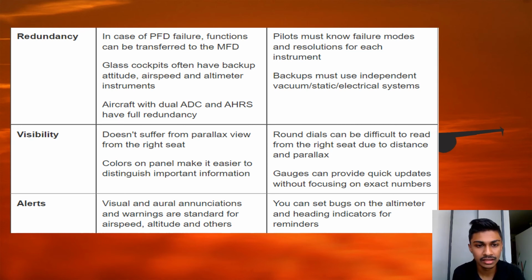So for visibility, it doesn't suffer from parallax view from the right seat. Colors on the panel make it easier to discuss important information. And for the original cockpit, the information is compressed. Round details can be difficult to read from the right seat due to distance and parallax, but gauges provide quick updates without focusing and extracting numbers. So for alertness, visuals can rely on animation, and warnings are standard for airspeed, altitude and others.